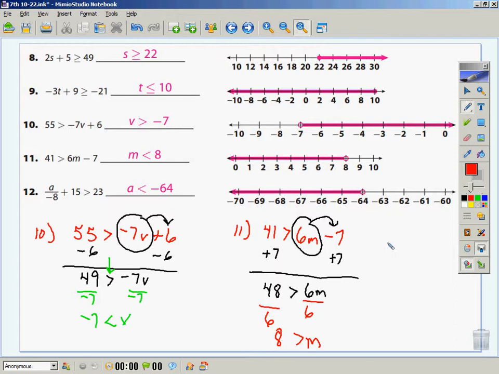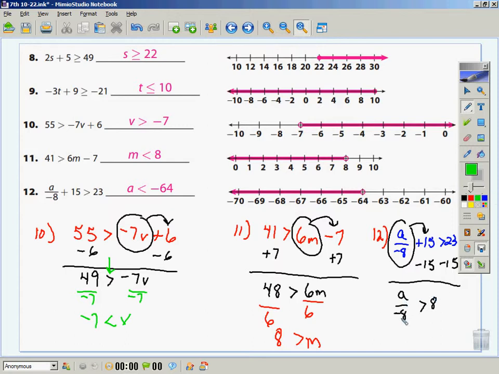Number 12. Number 12 says a divided by a negative 8 plus 15 is greater than 23. Again, if I'm trying to get this variable by itself, the first thing I have to undo is this addition. So I subtract 15 from both sides. I have a divided by a negative 8 is greater than 8.